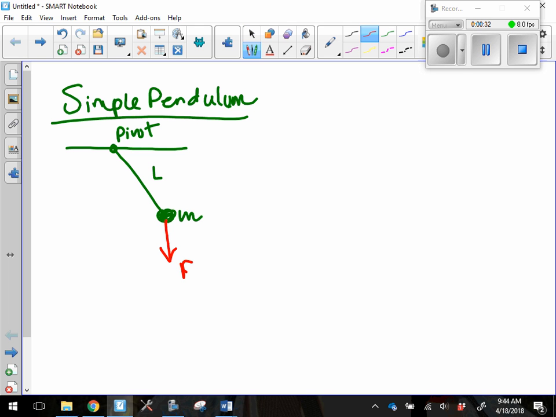There is a gravitational force acting down, a tension force acting along the string, and we decided that the restoring force was the tangential component of the gravitational force. If I pull my pendulum out by some angle theta, then I can say that the restoring force is mg sine theta. This is all review. This is all stuff that we did.